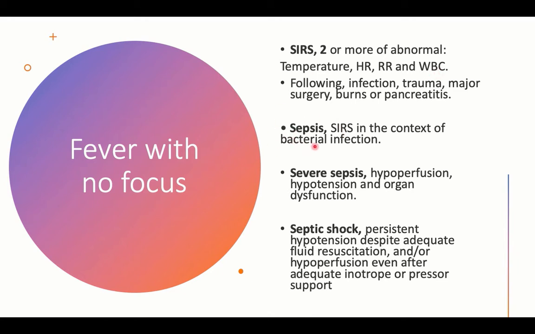We say it is sepsis when this inflammatory response is occurring in the context of bacterial infection. When this sepsis is associated with hypoperfusion and hypotension that result in organ dysfunction, this is severe sepsis. And when this is persistent despite adequate fluid resuscitation and adequate inotrope support by dopamine or dobutamine, or by adequate vasopressor support like adrenaline and noradrenaline infusion, this is called septic shock.